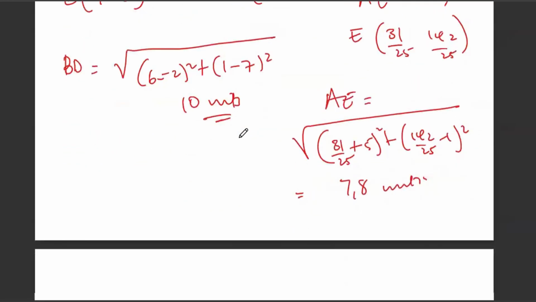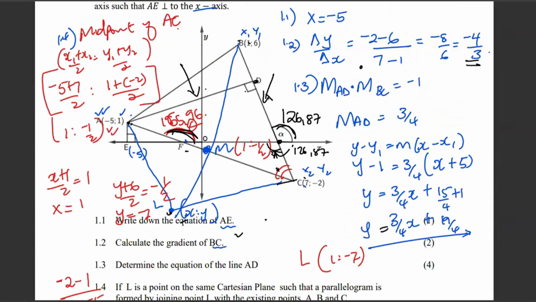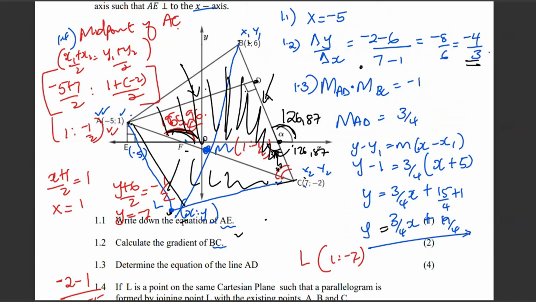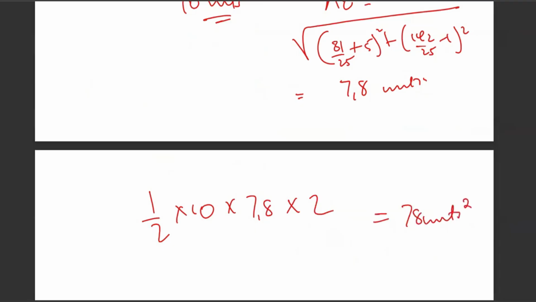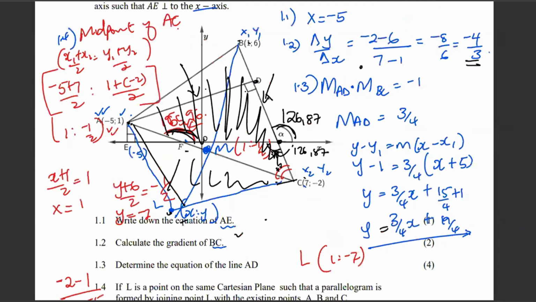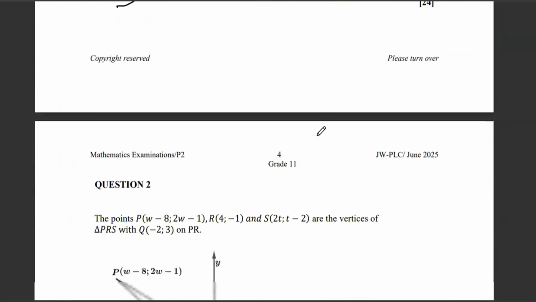Okay, so then the area, what I'm seeing is that I can look for the area of this triangle first, which will be the other triangle, which must also be the same as this, because this is a diagonal, okay? So I'm going to say a half times 10 times 7.8 multiplied by 2. So meaning that we have 78 units squared. Okay, so that is how I would have obtained that. And I feel like maybe the marks should have been at least more than 5, yeah?